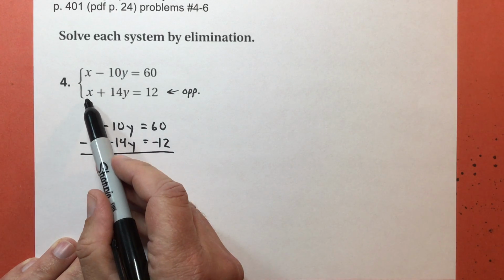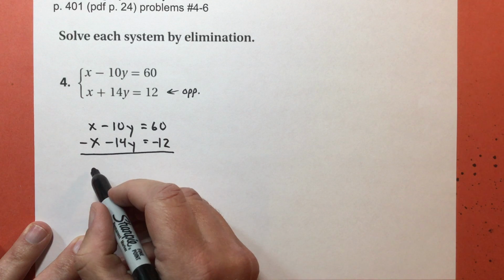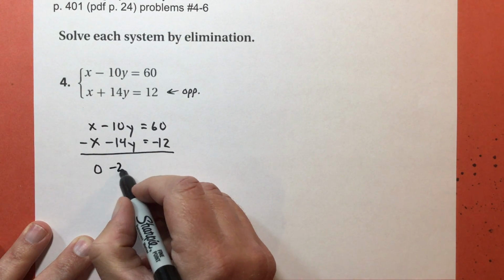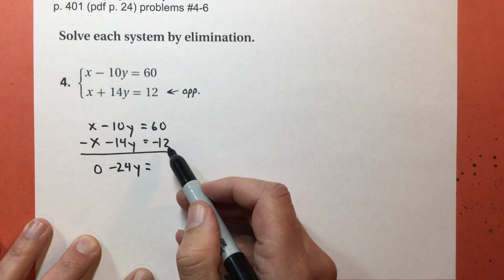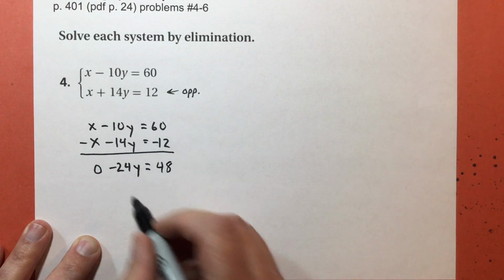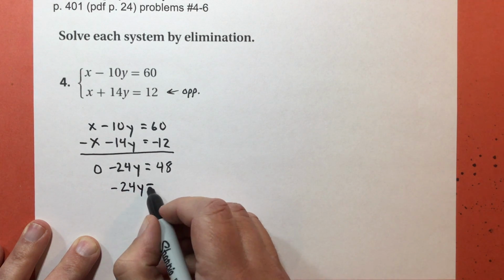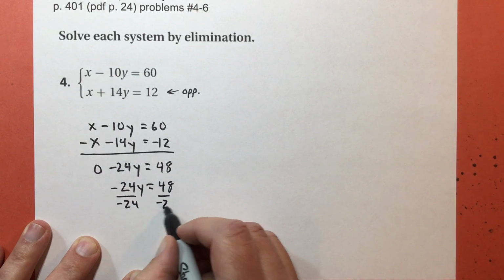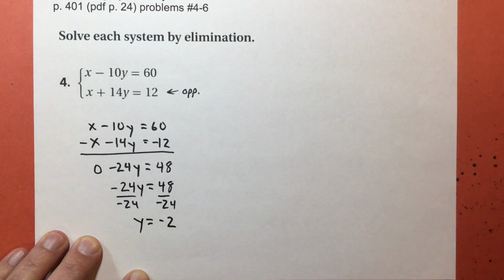I can't just do that. I have to do the entire equation. x plus negative x is 0. Negative 10 plus negative 14 is negative 24y. And 60 subtract 12 is 48. The 0 doesn't affect anything, so I get negative 24y equals 48. And if I divide by negative 24, looks like I'm going to get y equals negative 2.